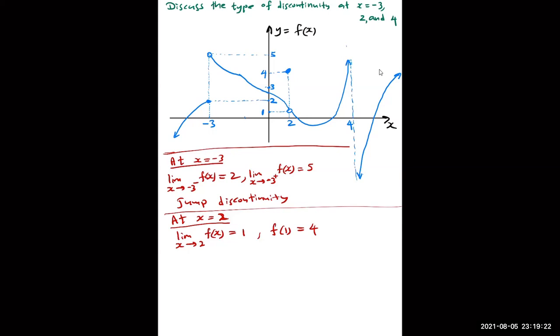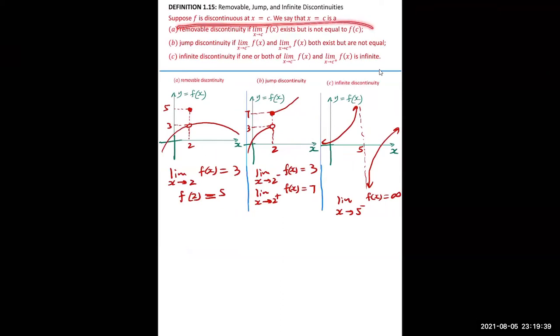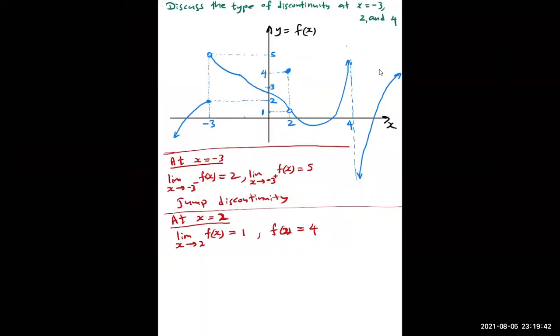Pardon me, this should be 2, f of 2. The function value at x equals 2 is 4, but the limit value as x approaches 2 of f of x is equal to 1. They are different. So by the first part of this definition, we have a removable discontinuity at x equals 2. Here also you could write x equals -3 in the previous part.